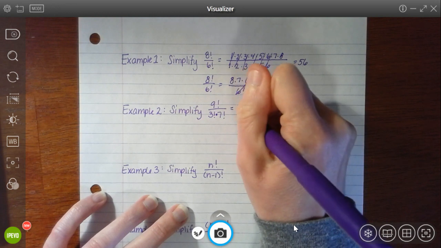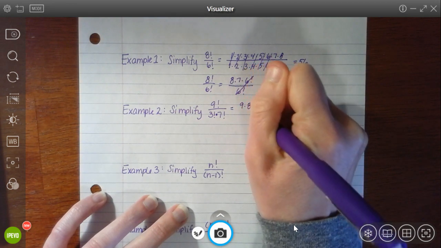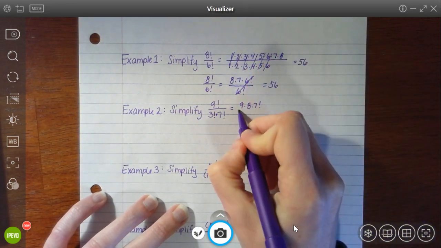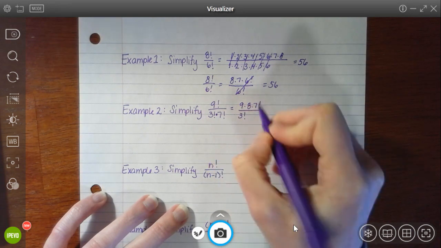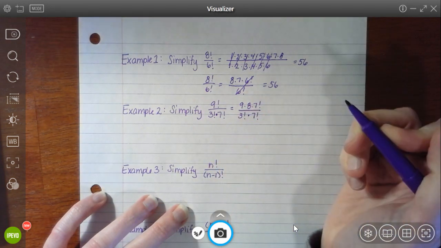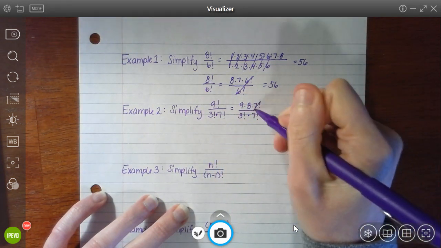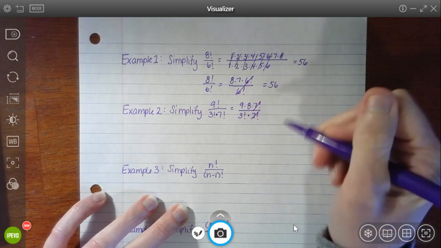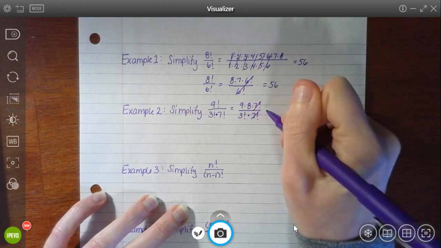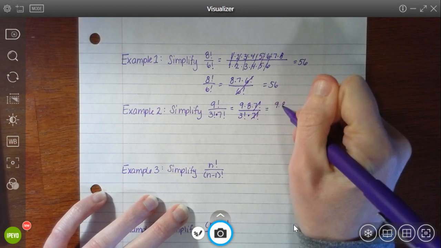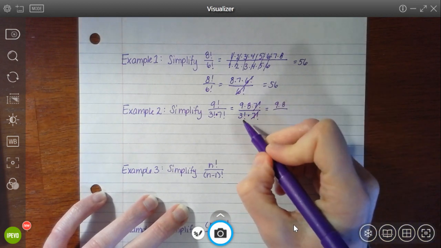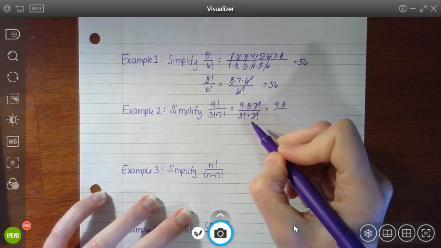So I'm going to expand this out as 9 times 8 times 7 factorial. So that down here, I'll be left with 3 factorial times 7 factorial. And that'll allow me to cancel that out. And I still want to simplify this fraction out a little bit more. So I'm going to keep this as 9 times 8 in my numerator, but now I'm going to actually take the time to expand 3 factorial out.